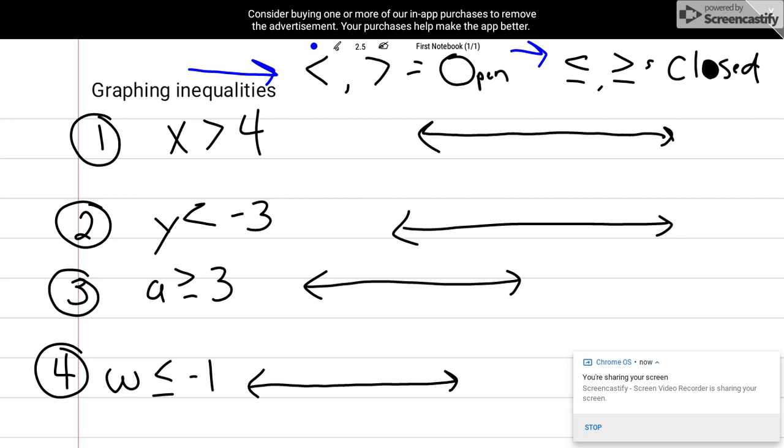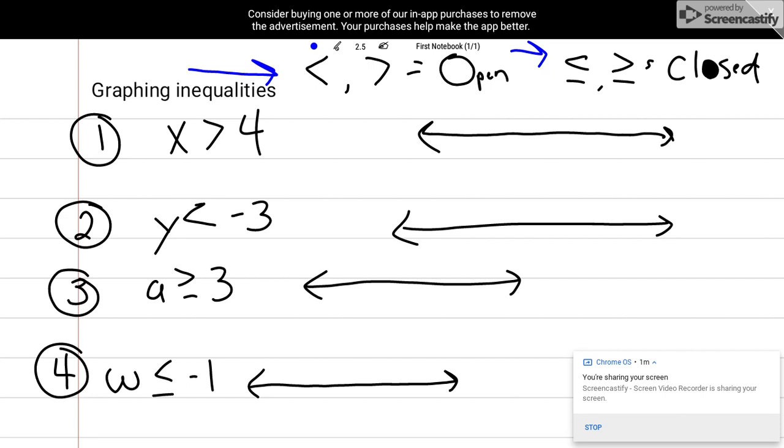The reason why the circle is going to be open for number 1 and number 2 is because we're not going to include that solution. So x can't be 4. It has to be larger than it. If we look at an equation like number 3, where x is greater than or equal to 3, that means x could be equal to 3, but it could be more than 3. So we have to include the solution. That's why we color the circle, to tell the reader, hey, this could be a possibility.